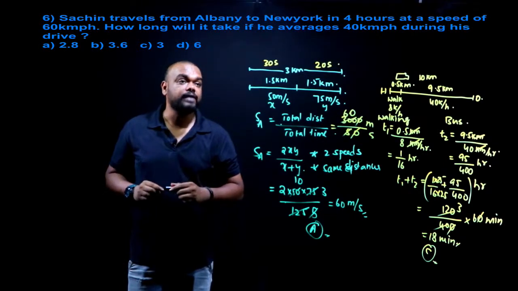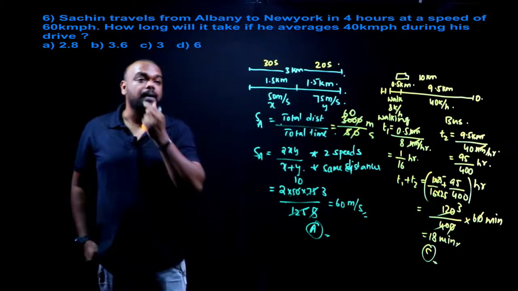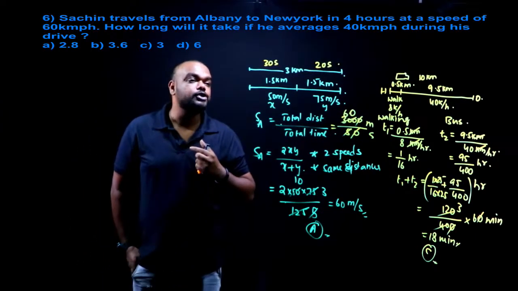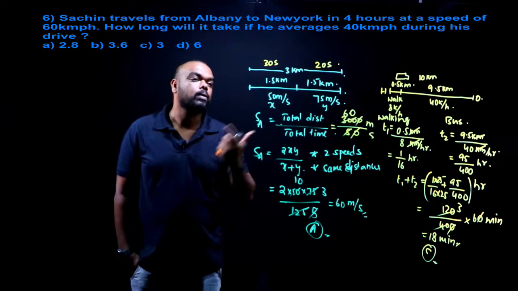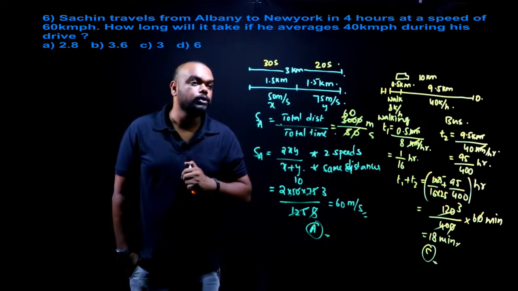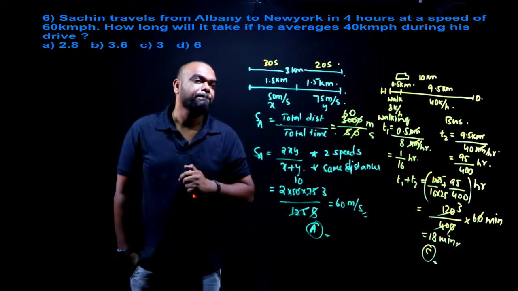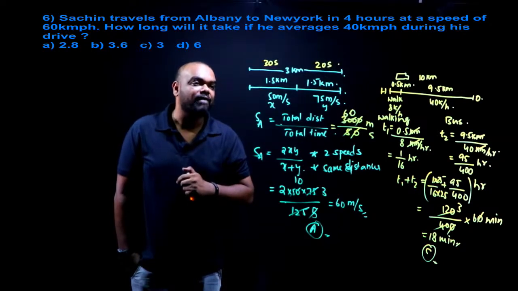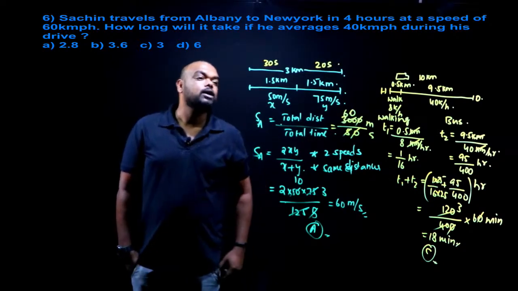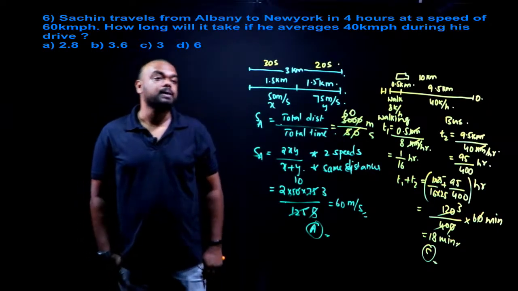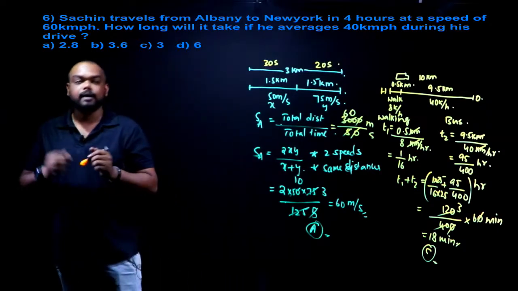Question number 6. What do we have here? Sachin travels from Albany to New York in 4 hours at a speed of 60 km per hour. How long will it take if he averages 40 km per hour during the drive? Okay, simple.